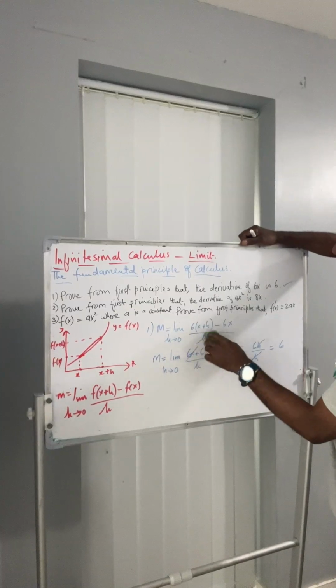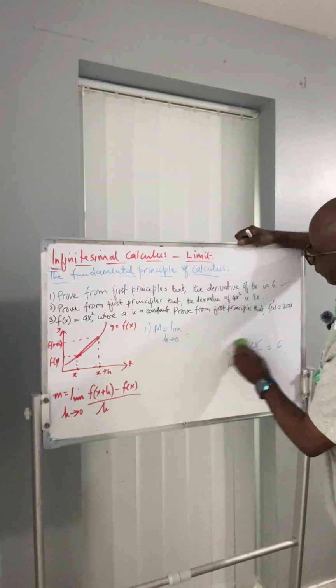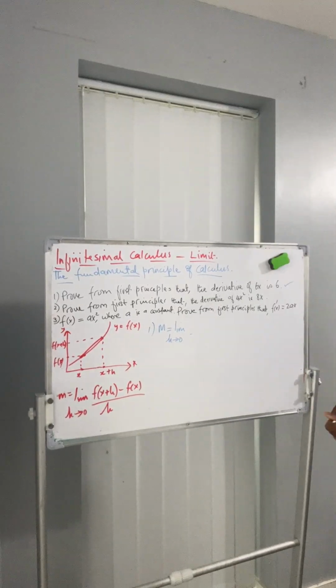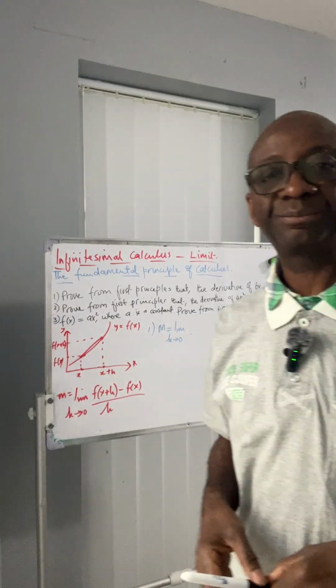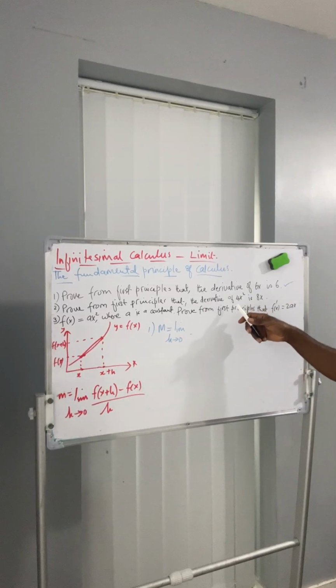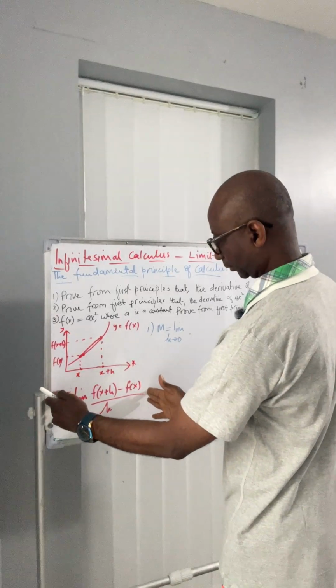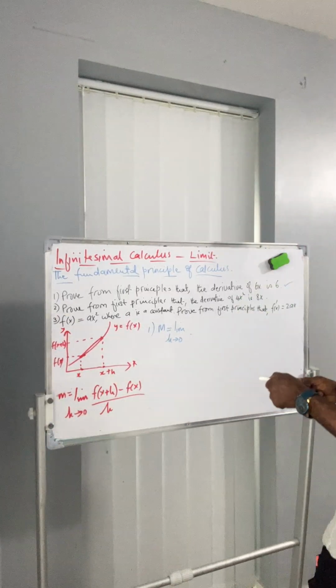Question number 2, I want to leave this and this. I only need to take off this just for you to get the idea of solving these problems. Question number 2 says, prove from first principles that the derivative of 4x squared is 8x. Use first principle. This is the rule of the first principle. So this is what we are using.